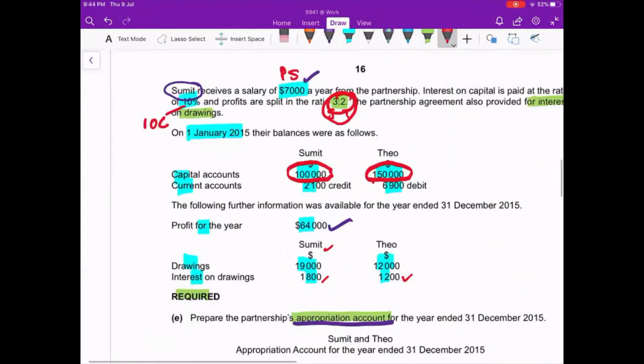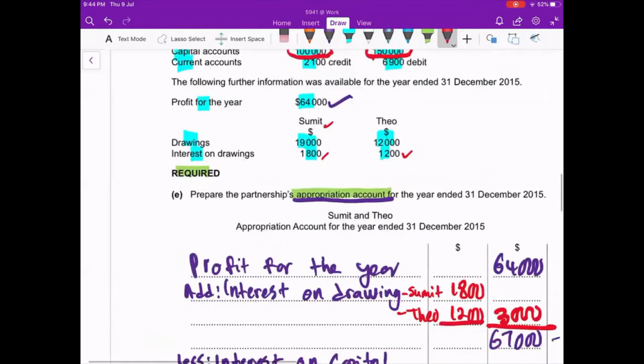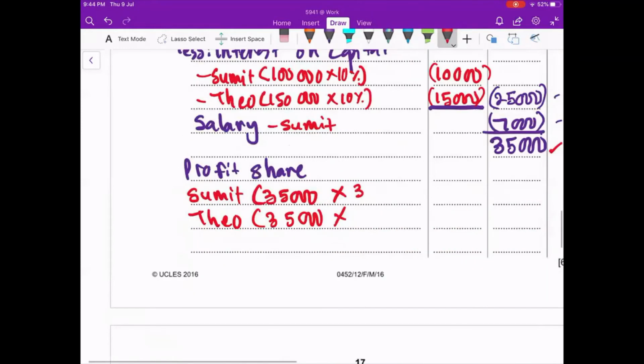3, 2. So I write here 3, 2. 3 over what? The total of 3 and 2 is 5, so 3 over 5 for Sumit, and for Theo, 2/5. From the total 5, Sumit will get 3 portion, Theo will get 2 portion.